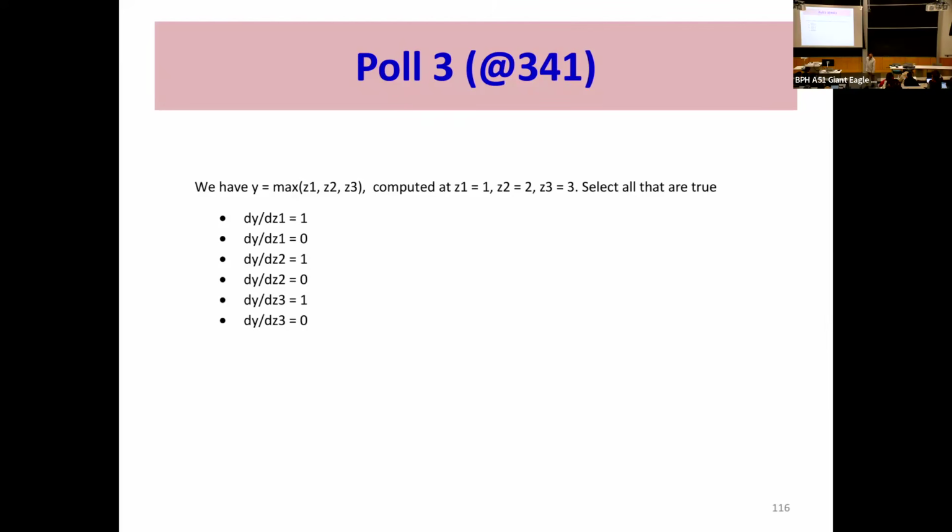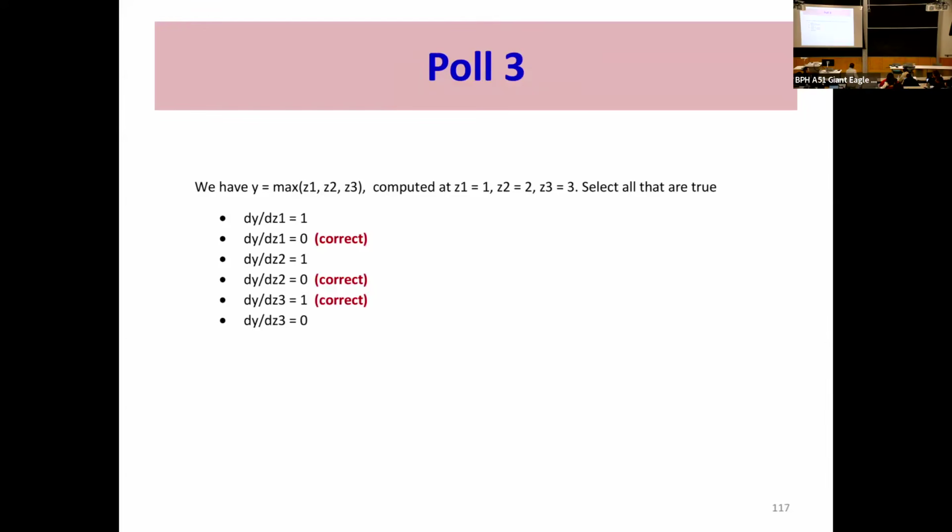Okay. So the correct answer is Z3 is 1 and the other 2 are 0, right? Everybody's with me on this one. Easy. So you get the idea.